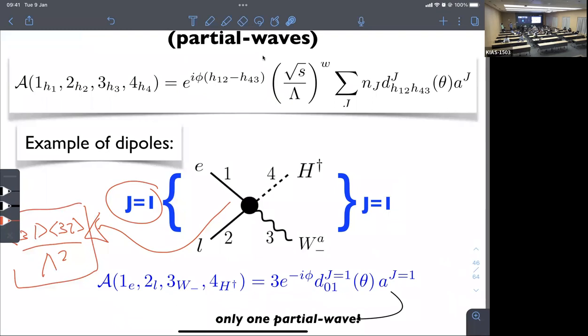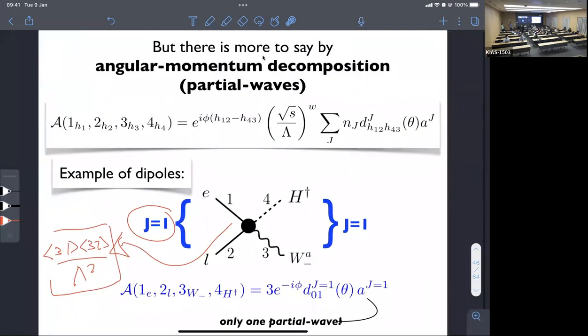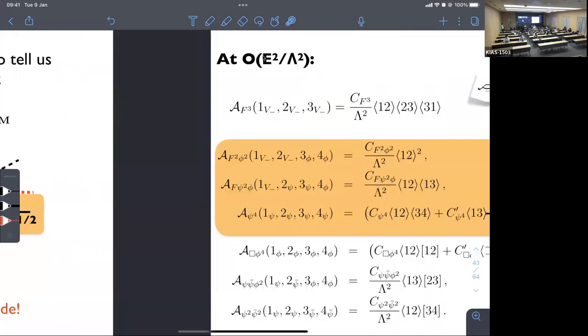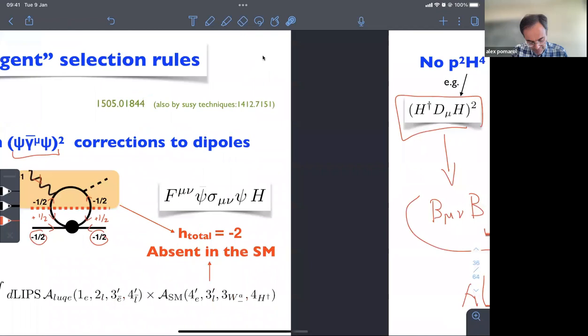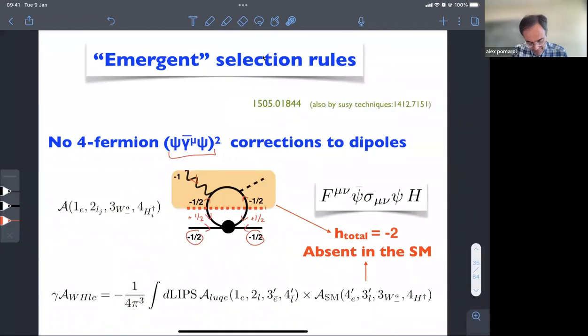Please go back to the slide for the angular momentum selection rule. The amplitude was written with the Wigner function. Angular momentum selection rules, partial wave decomposition. Yeah, partial wave decompositions.